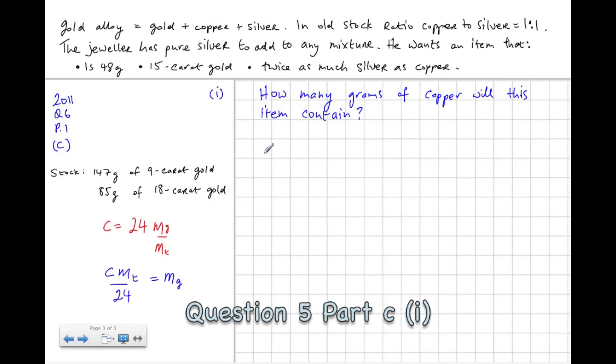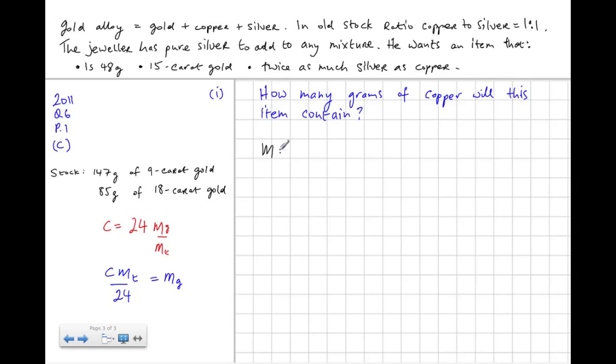He wants to create an item that is 48 grams, 15 carat gold, but has twice as much silver as copper. So how do we work out the amount of copper that this item would have? Well, if we could figure out the amount of gold that the item had, then we'd know how much was left for the alloys, and we could think about that then.